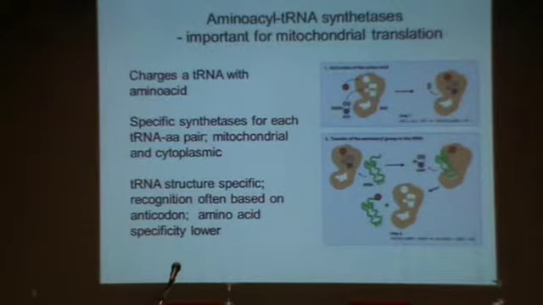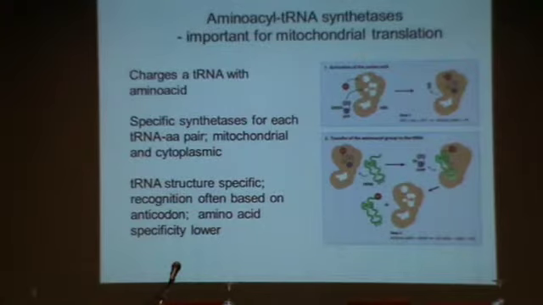This example I will take you a little bit through, the functional verification, because I think it's very important. You cannot take for granted, when you find something which is relevant, that it is actually the disease gene. This specific gene codes for an alanyl aminoacyl tRNA synthetase. The function of this protein is to add an amino acid to a tRNA, and then this complex goes to protein synthesis and translation goes on.